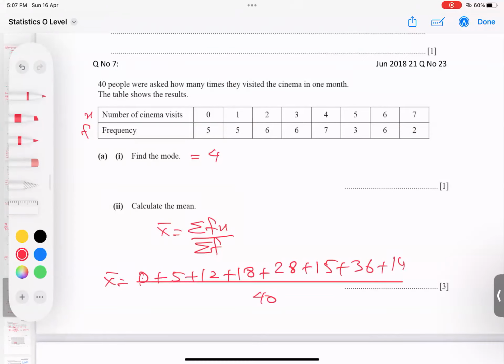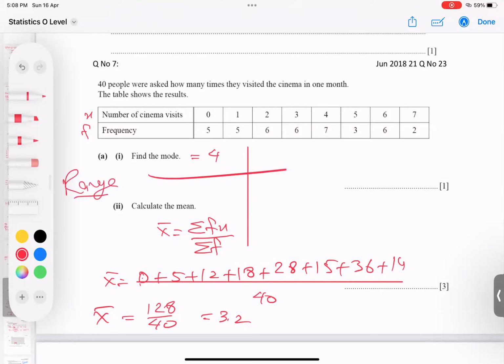So don't waste time in adding them. 5 plus 12 plus 18 plus 28 plus 15 plus 36 plus 14, I got 128. By 40, I'm getting the answer 3.2. So 3.2 is the mean. You can show it as x bar, no problem at all. Now I'm looking for the range. Range is easy, a piece of cake for us. Highest value 7, lowest 0, 7 minus 0. Alhamdulillah Rabbil Alameen. But the median is tricky.